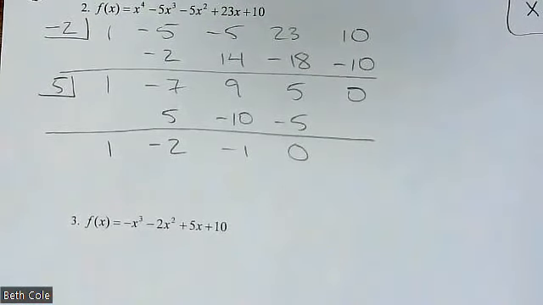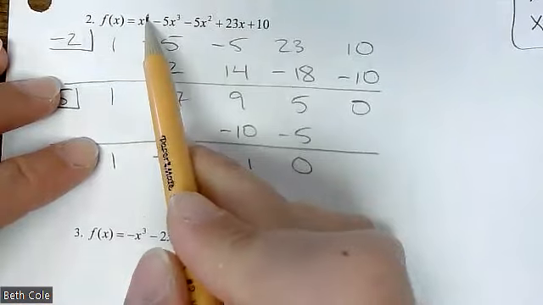This is like one of my absolute favorite topics to teach because everyone feels comfortable with it because they know what the answer is going to be. It's like knowing the answer ahead of time. You just have to get there. Did you get 1, -2, -1, 0? Okay. Now we started with x to the 4th.